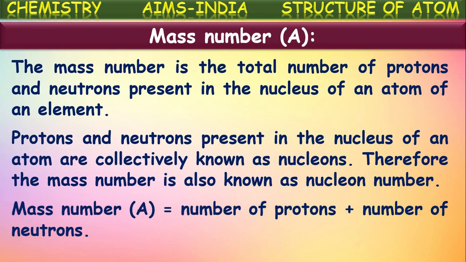We can represent this mass number with capital A, uppercase A. Mass number A is equal to the number of protons plus the number of neutrons.